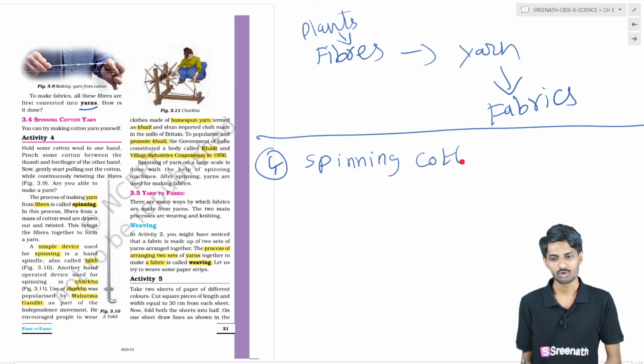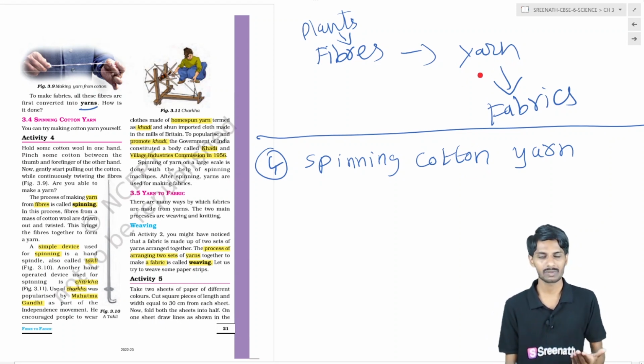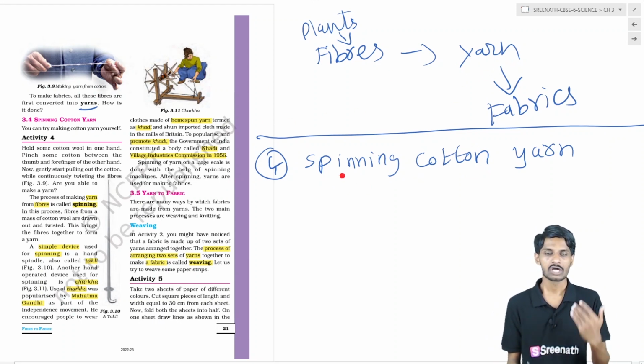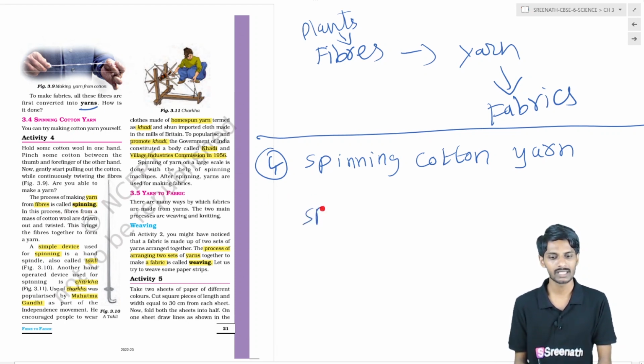We have already discussed how cotton yarn is prepared and how jute yarn is prepared. Now these yarns are spun together to form fabrics. How will this process be done? The process of making yarn from fibers is called spinning. What do we call spinning? Spinning means making yarn from fibers.